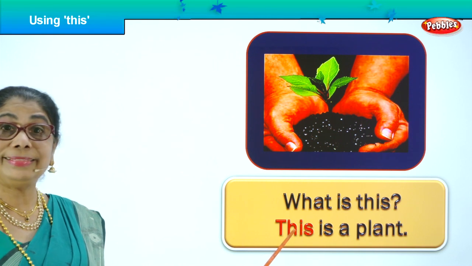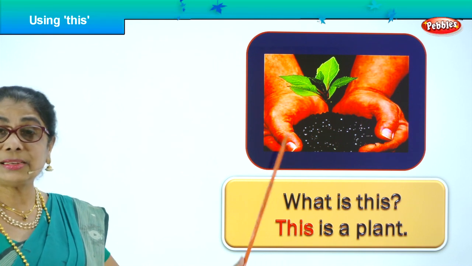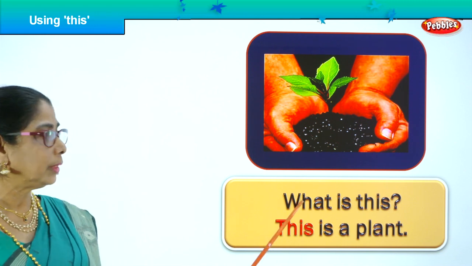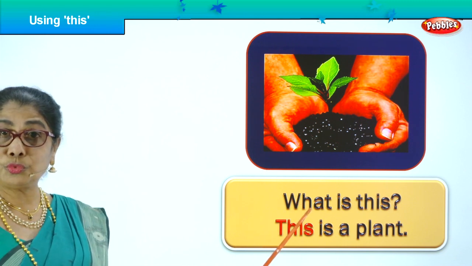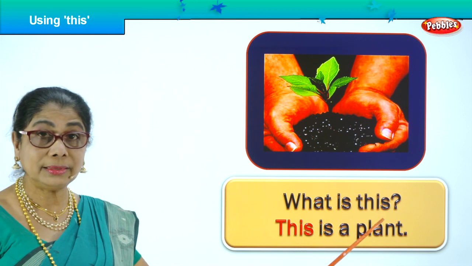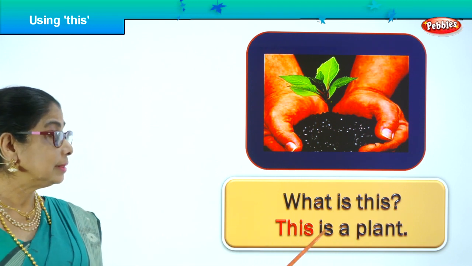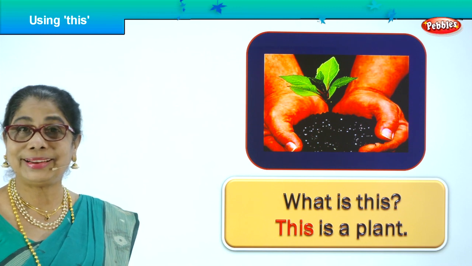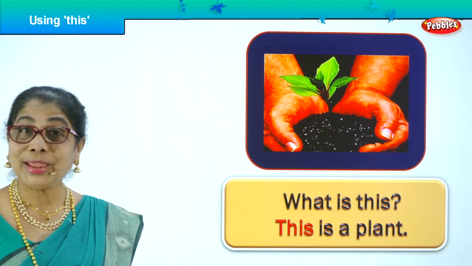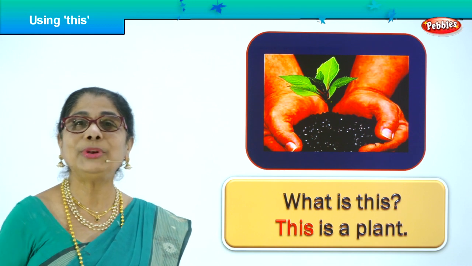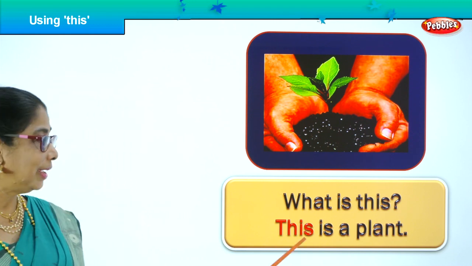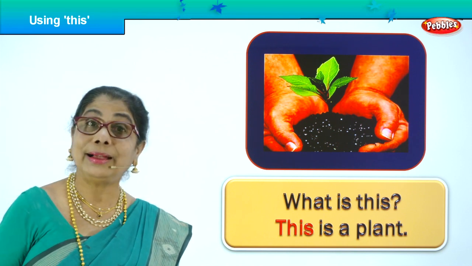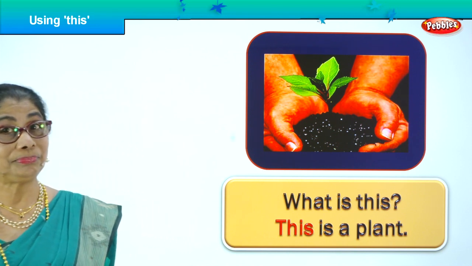Here we are using "this", the use of "this" in the answer. Let's read the question and the answer. Very good. What is this? This is a plant, a tiny plant. Good. You are able to read, you are able to see the usage of "this" in the sentence. Shall we look at another picture?